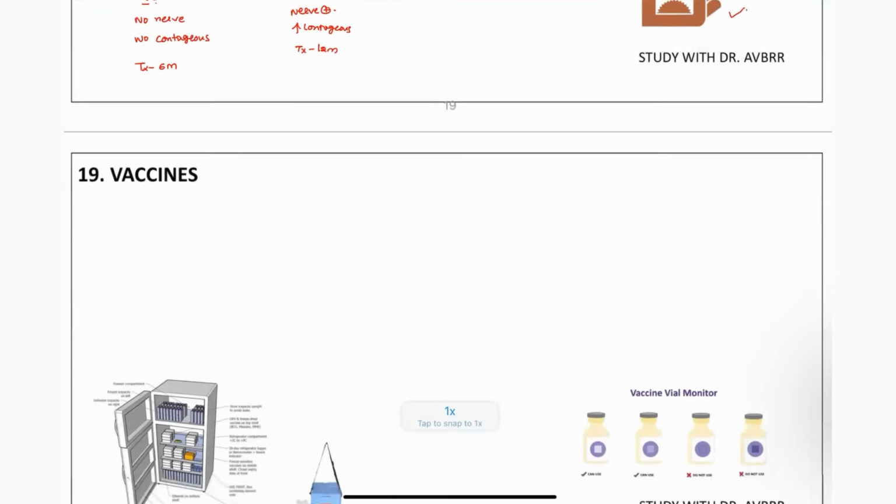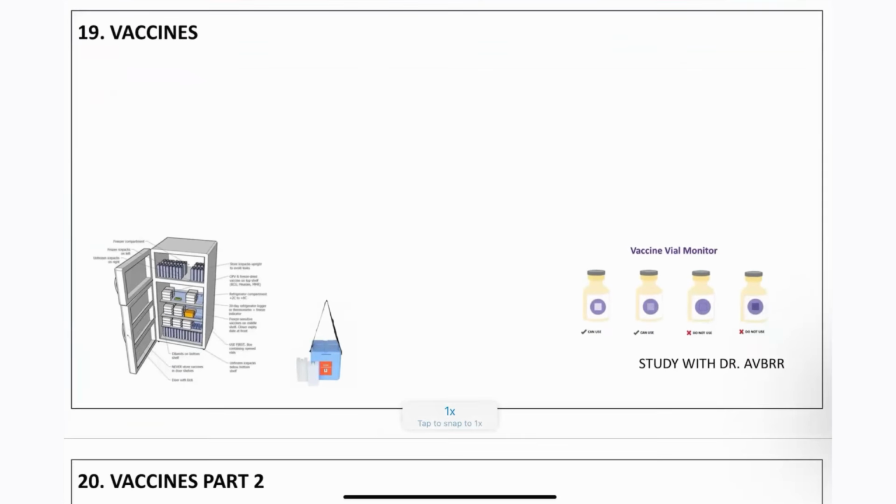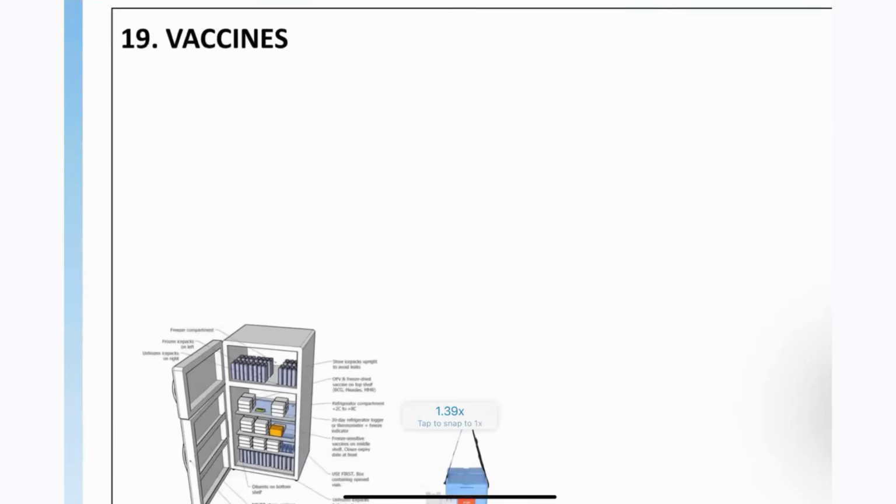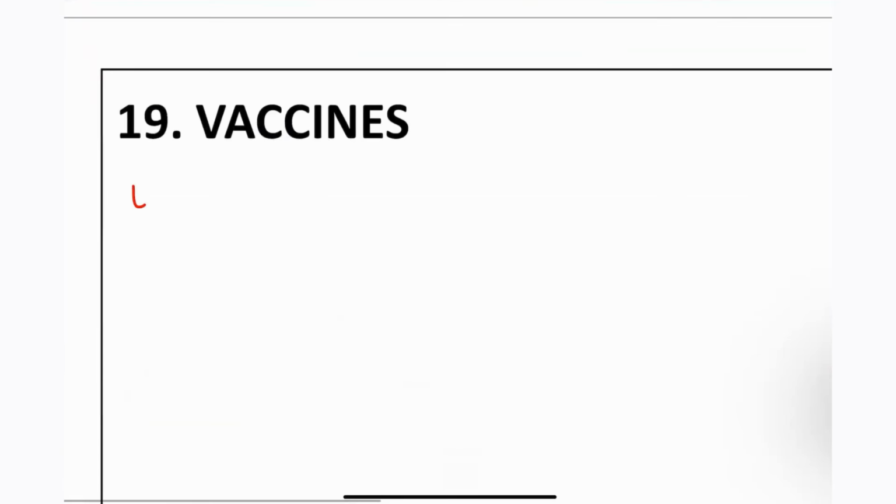Next, moving on to the vaccines. Vaccines is a very vast topic. You have to understand only the important points, because in a very short time you have to understand the important ones only. Next, what are the types of vaccines? Let's see what are the live vaccines. BCG, measles, mumps and rubella. So the MMR vaccine is a live vaccine.